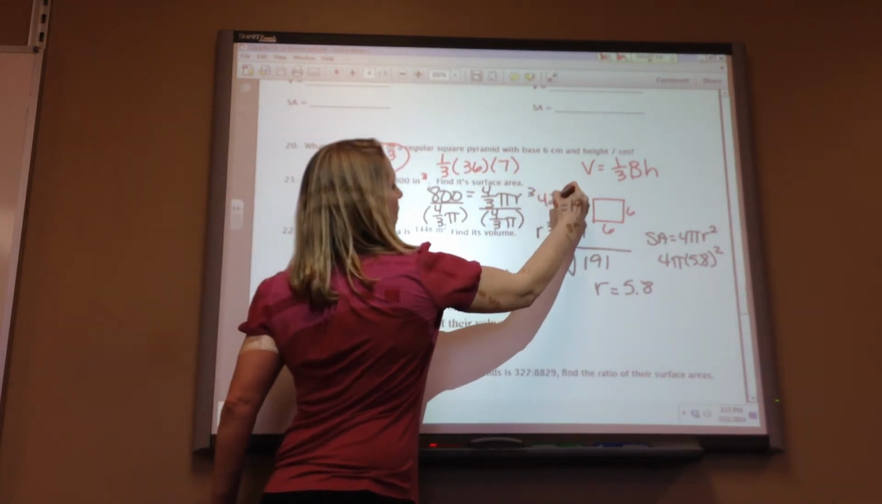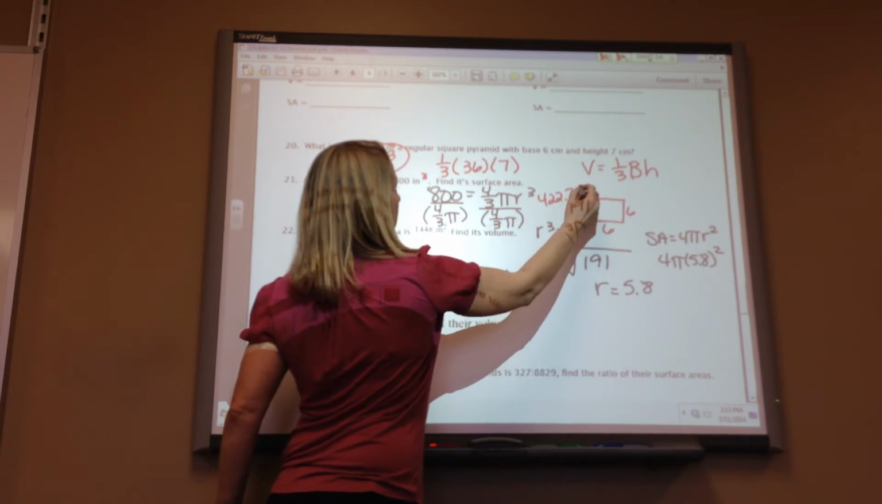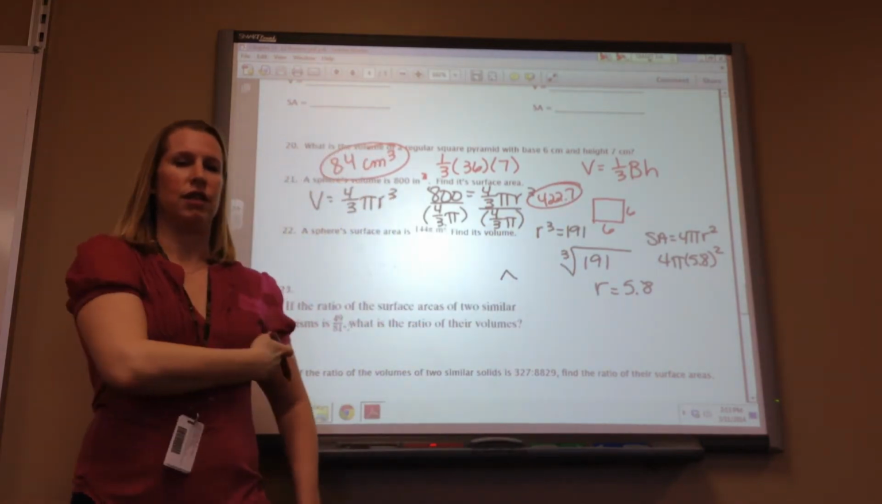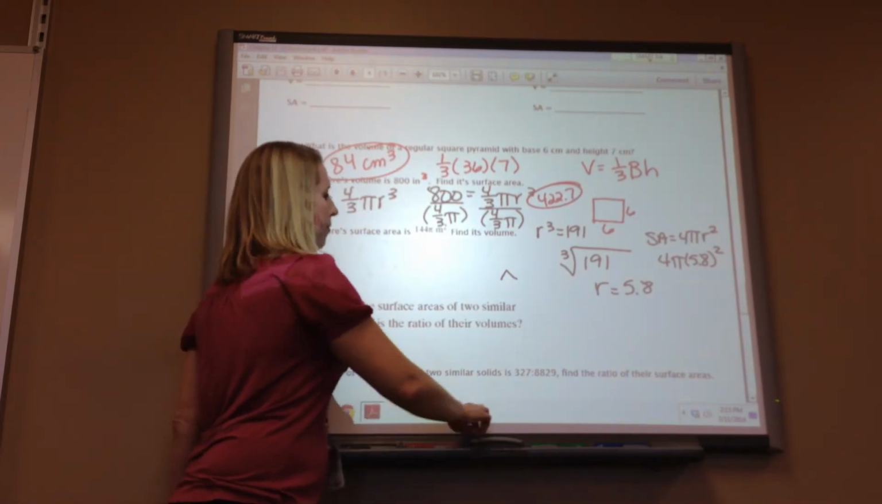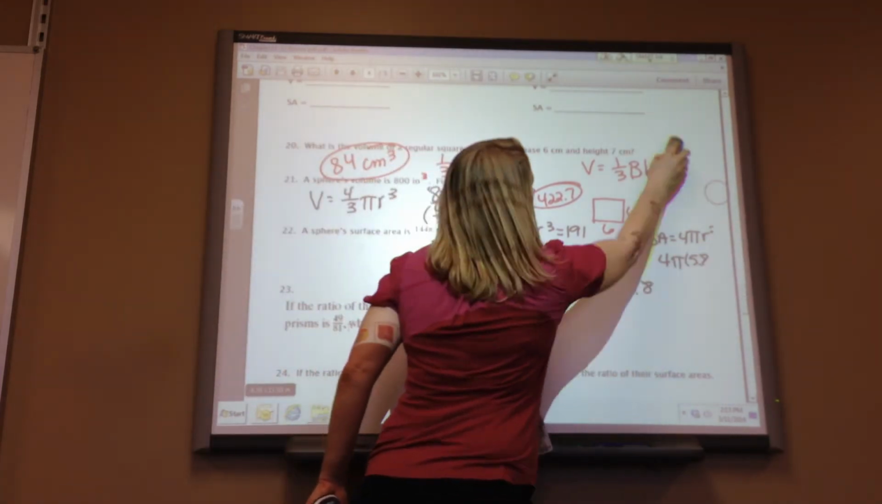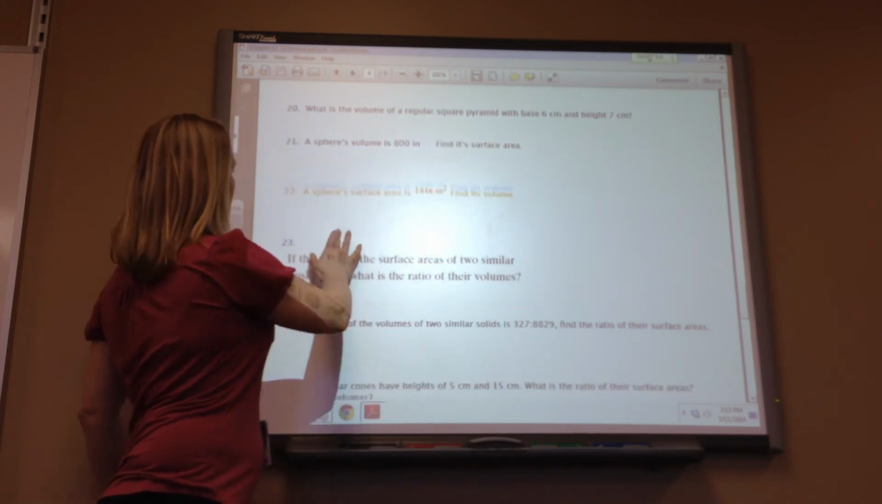So 422.7 would be that final answer there, surface area. It would really be inches squared. 422.7 inches squared. Okay, now that I wrote all over the board.